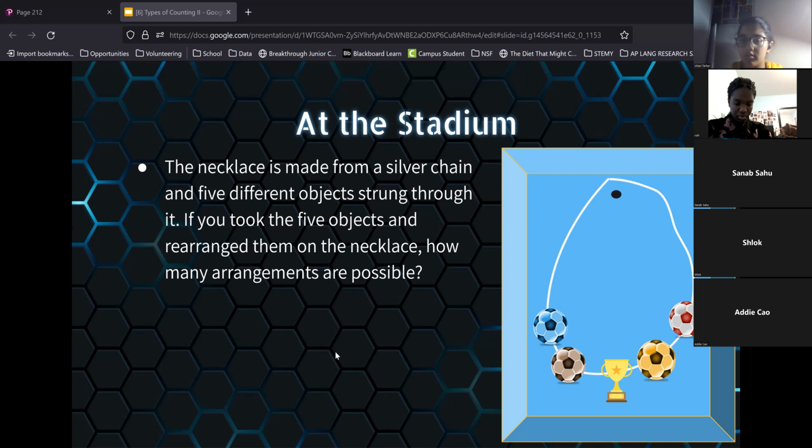Okay, so think through it logically. The order would matter. There's not just one way to have that necklace. If you were able to take off the beads and rearrange them, there'd be multiple ways. So if I took that middle trophy and put it next to the left side of that brownish grayish one, that would be a completely different necklace, because it would form a different arrangement of beads. So that wouldn't be the same as this one.